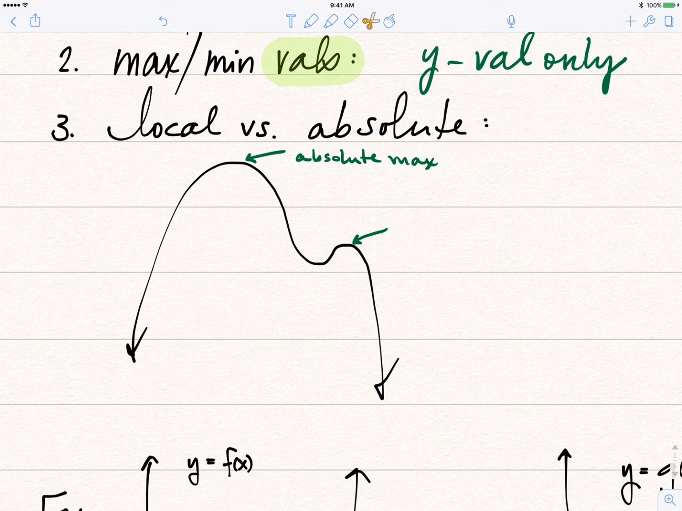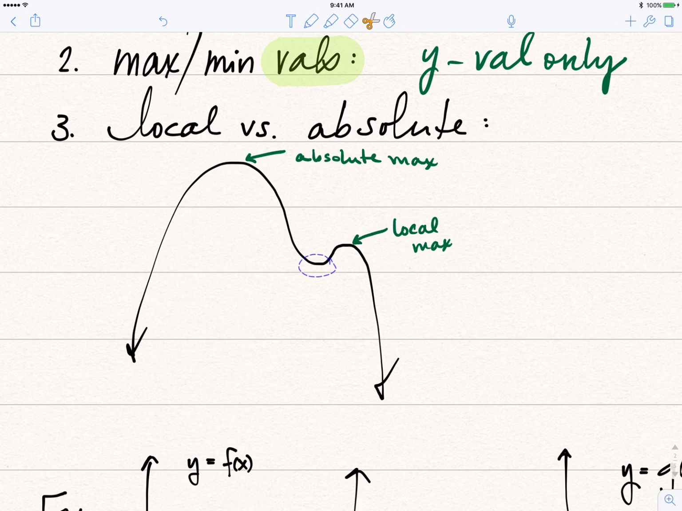The other little guy is just going to be a local maximum, a local max. The reason we call it a local max is because he is a high point, but it's only in his own little neighborhood that it's a high place, because there are higher places on the graph. It's only in his own little neighborhood that he's a maximum.